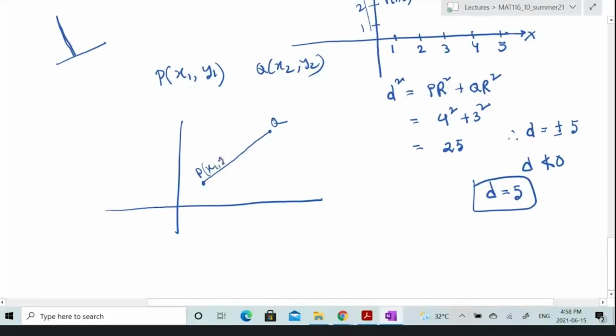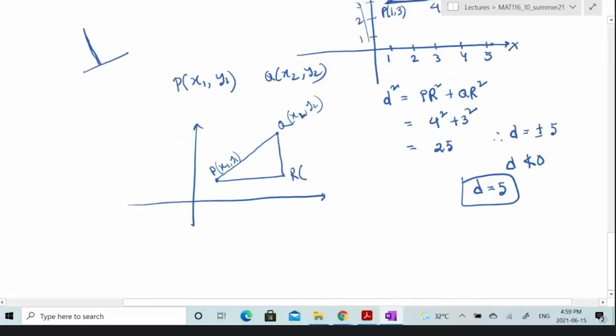So x1, y1 and x2, y2. We follow the same way. We draw the vertical line, we draw the horizontal line, and what's going to be the coordinate of R now? Can you tell me? x2, y1.